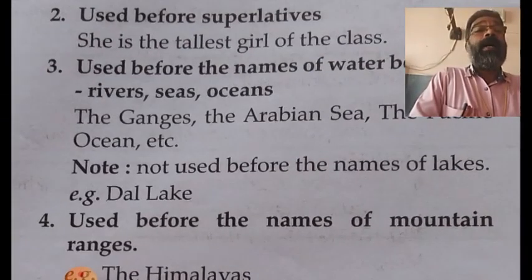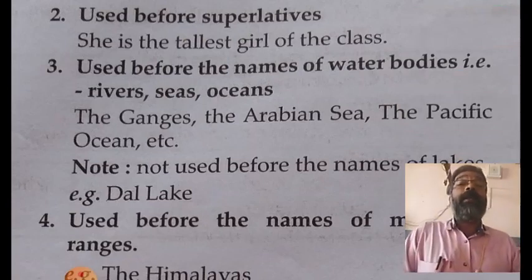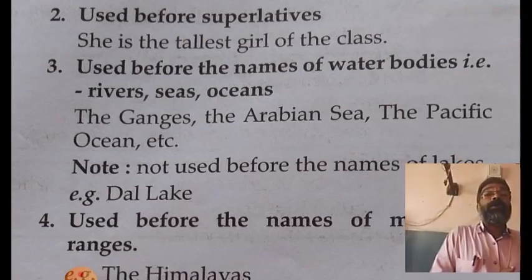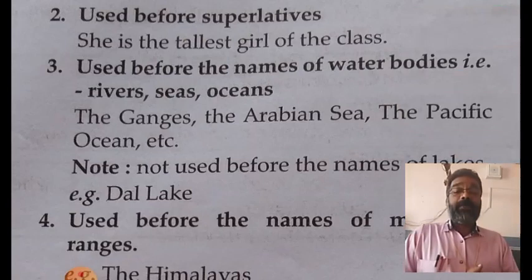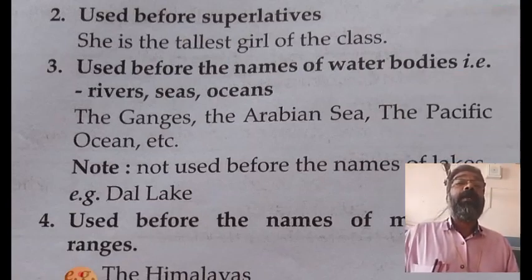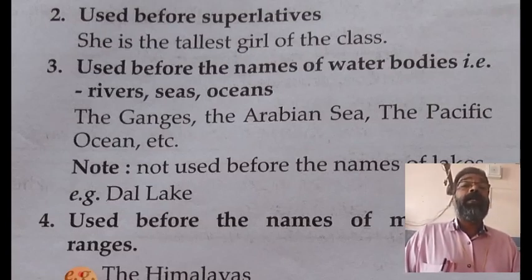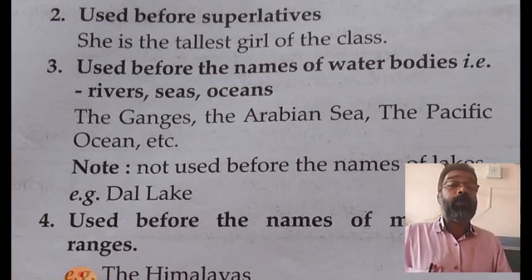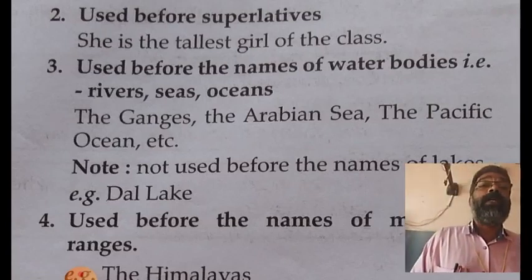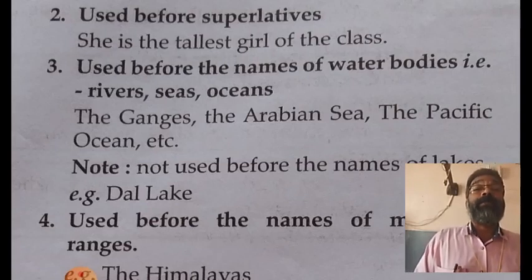Then other uses of the definite article the. Used before superlatives. The definite article is used before superlatives. Example: she is the tallest girl of the class. Tallest is a superlative, and we use the definite article the before superlatives.